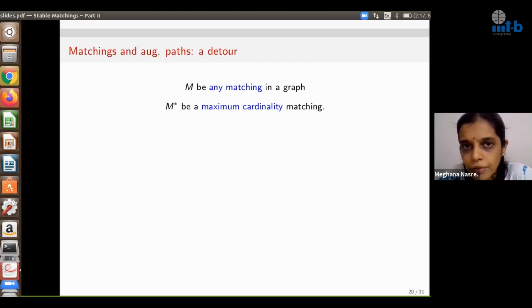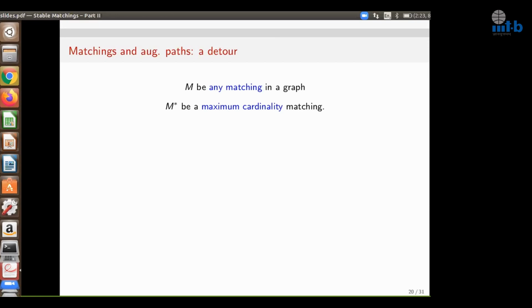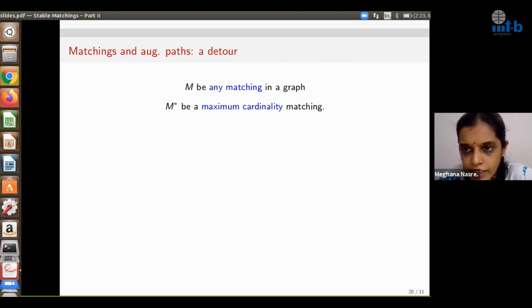So now I want you to tell me, if I construct the graph containing the edges which belong to the symmetric difference of the two matchings M and M star, what kind of graph do we get? Basically paths or even cycles. Good. So we get some paths or even cycles, and these are M star alternating paths and cycles, right?